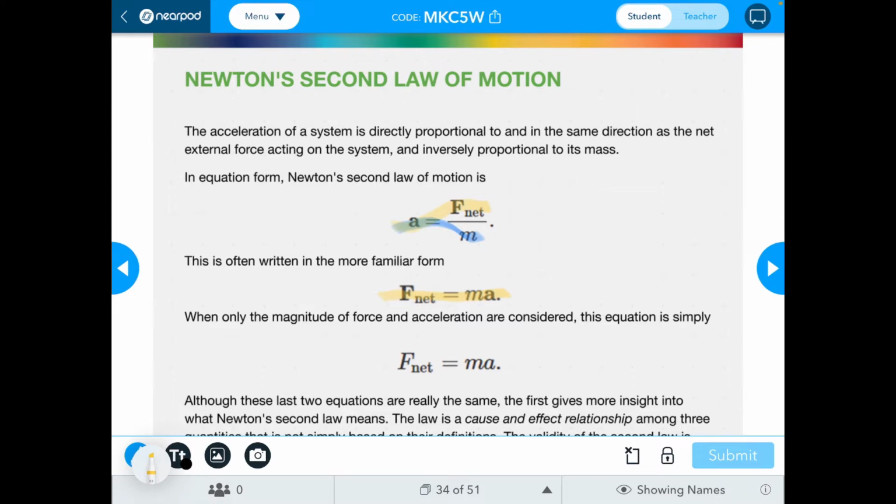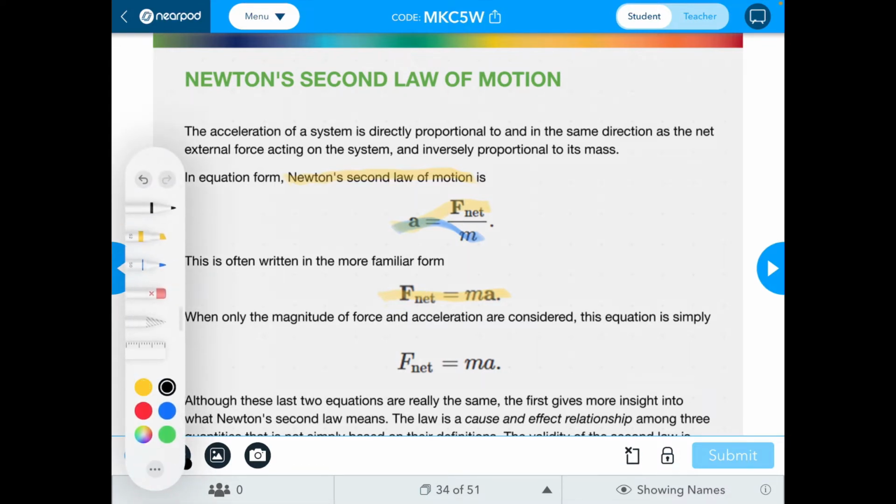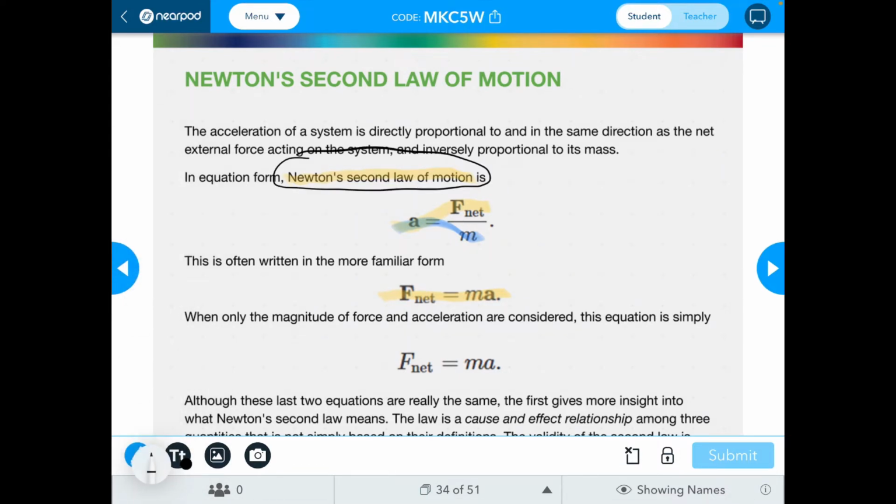So do write that this is Newton's second law of motion. You don't have to write the proportionality part, but at the very least, that Newton's second law of motion is F net equals ma. So we now have Newton's first law, that's our law of inertia, and Newton's second law, which is F equals ma.